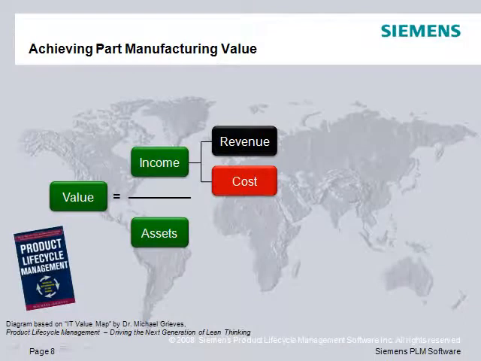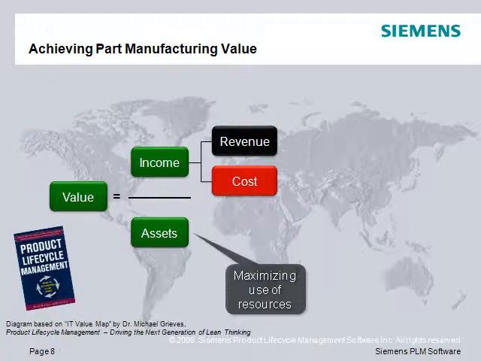In this sample chart, we illustrate some of the ways that efficient part manufacturing can contribute to business value. The chart is based on an IT value map as drawn by Dr. Greaves in his book on product lifecycle management. Here, value is shown as a measure of income relative to assets employed. In this case, the assets could be equipment, such as machine tools or tooling equipment. We want to maximize the use of that equipment for maximum value.